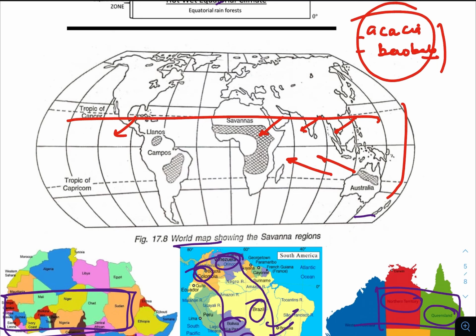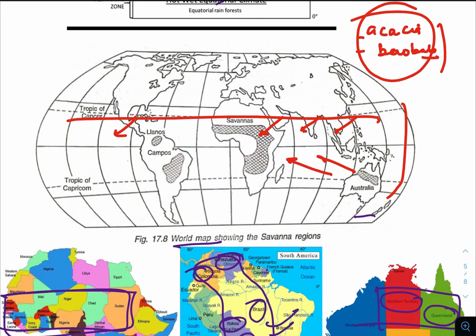Now we are talking about the activities of the people. Most of the people are involved in cattle rearing, because this region is very rich in grass, and the people also practice primitive agriculture. In South America they cultivate cotton and sugarcane. In Africa they grow groundnuts and millets. In Australia the people are devoted to animal rearing, first cattle rearing, and they also carry out agriculture in terms of maize and millet.